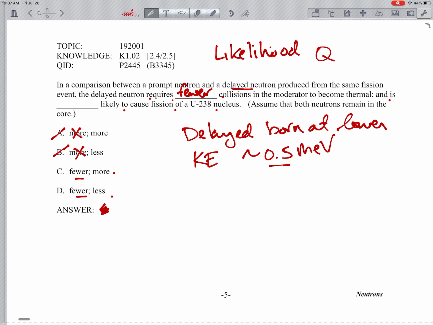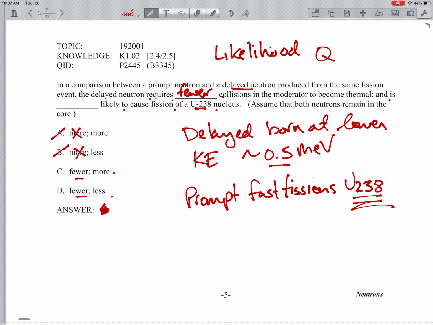So fewer collisions in the moderator to become thermal, and is blank likely to cause the fission of a U-238 nucleus. All right, remember prompt, fast fissions, U-238. So it's less likely. It's not more. Prompt, fast fissions, U-238. A lot of questions about that, okay? If you see U-238, it's probably going to be prompt that makes it a fission.